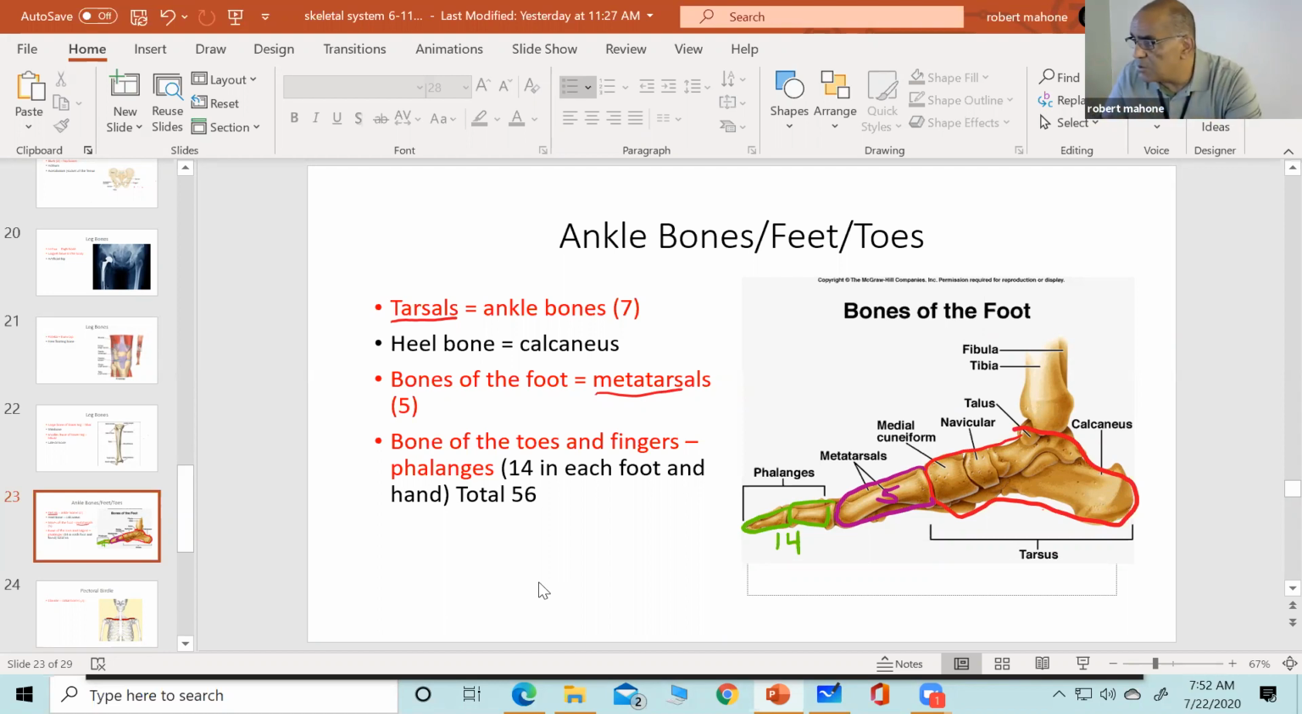So those are the bones that make up our foot, if you will: the ankle bones, the foot bones, and then the bones of the toes. Tarsals, metatarsals, and phalanges.